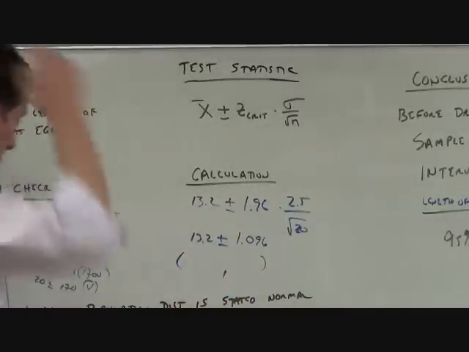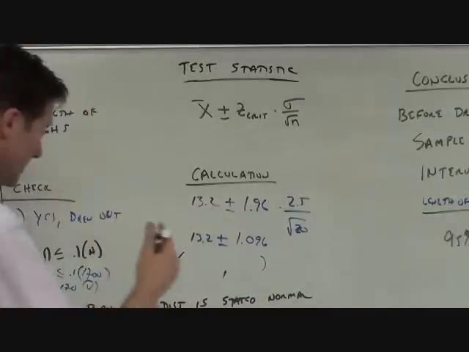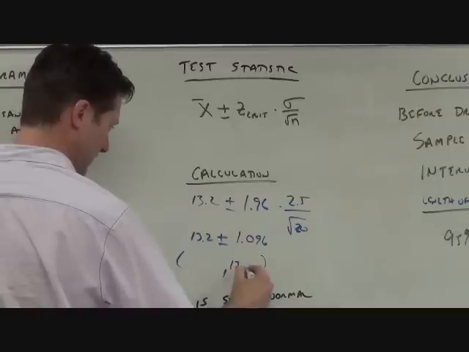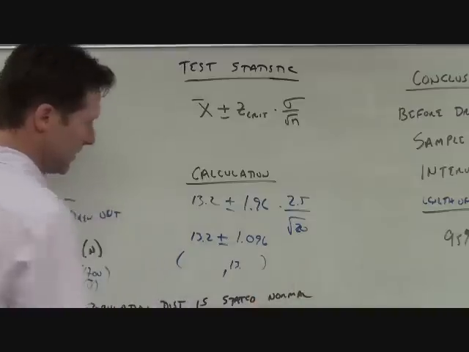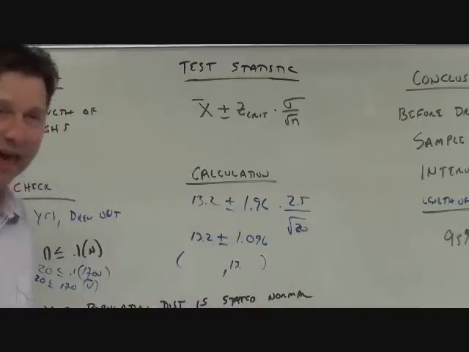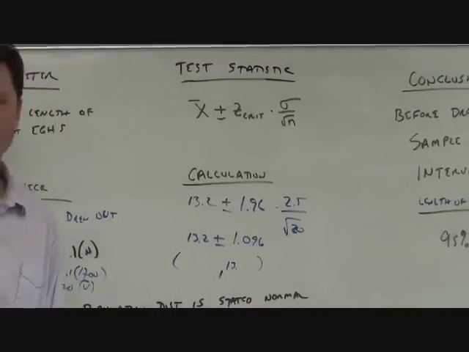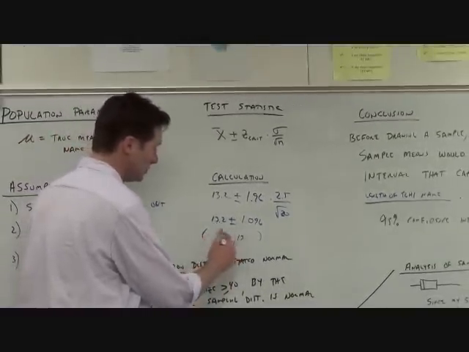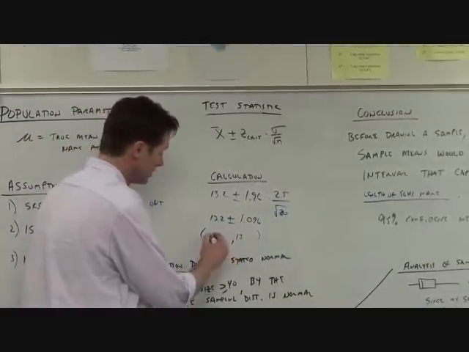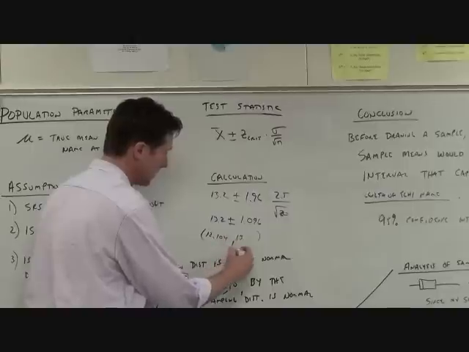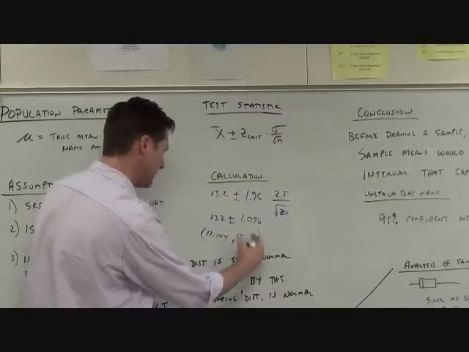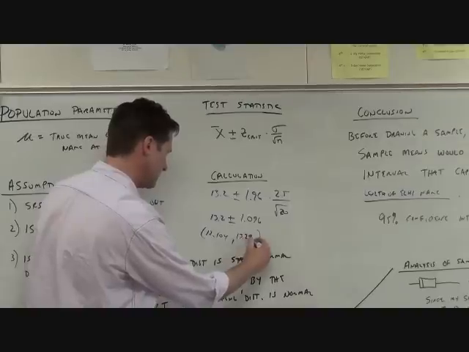So let's do the add and subtract. Add and subtract that red line, that margin of error, both ways. The low end is going to be 12.104, and the big one's going to be 14. You all have different intervals, right?